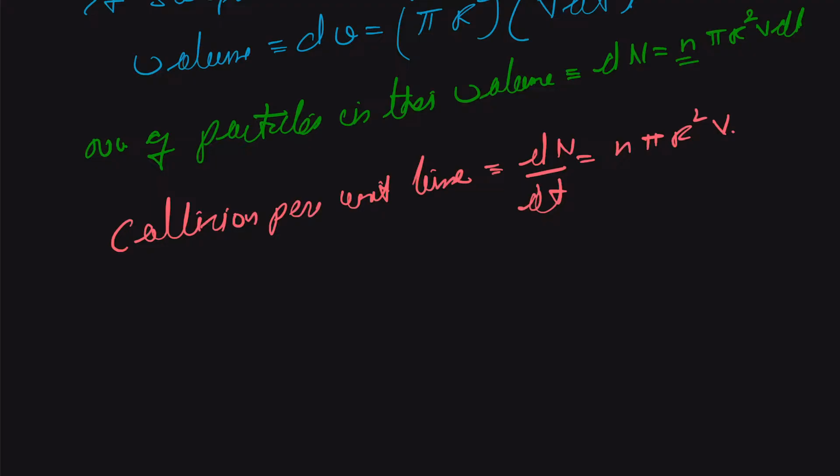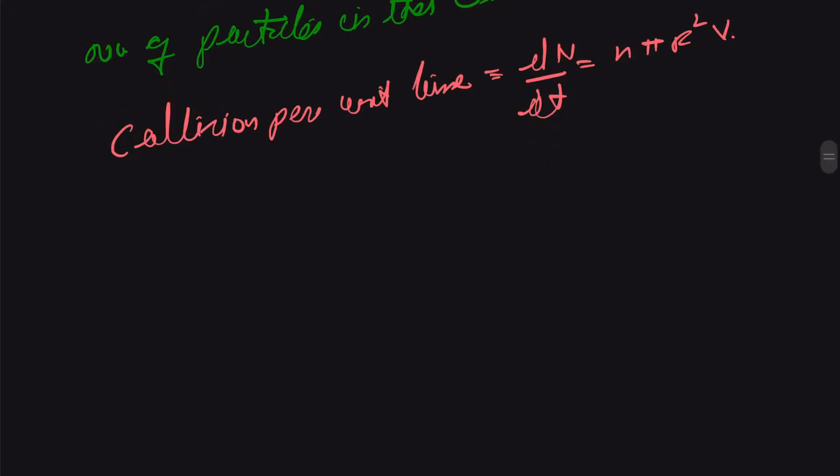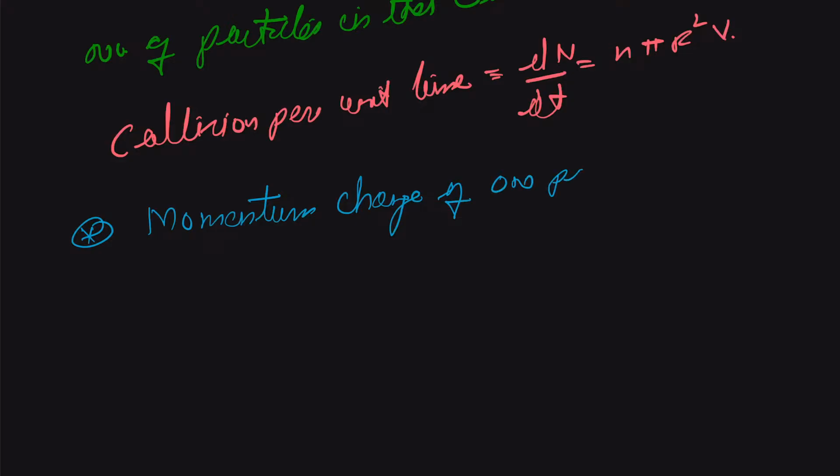Now we come to our second part, where we are supposed to find out how much momentum each particle is going to gain. So we are going to find the momentum change of one particle.